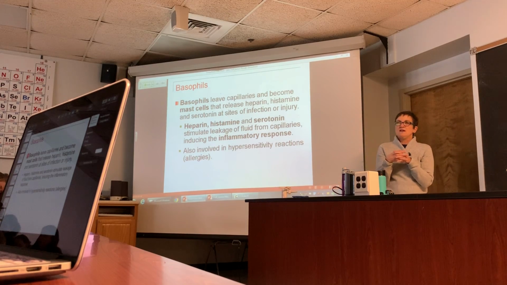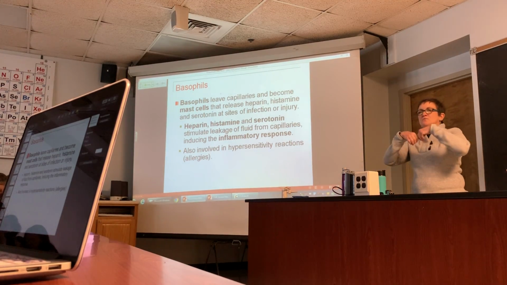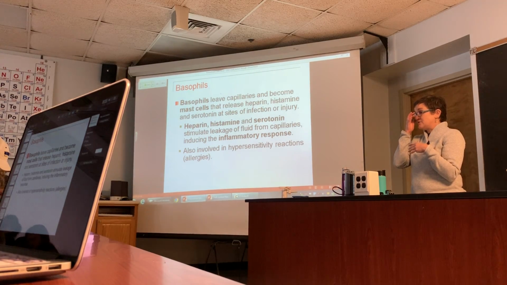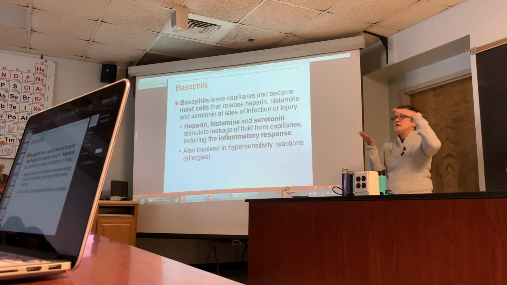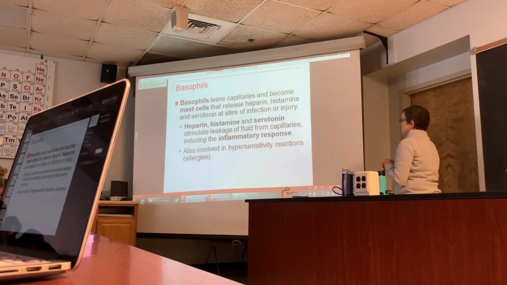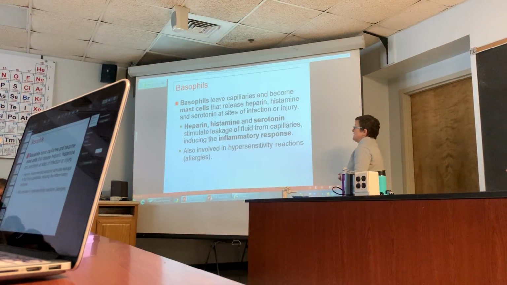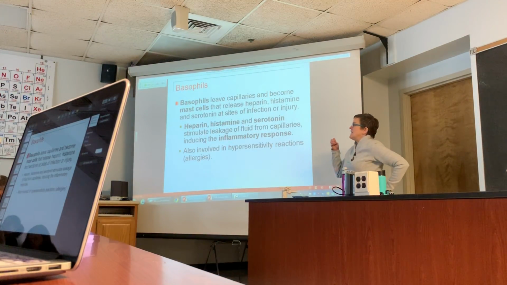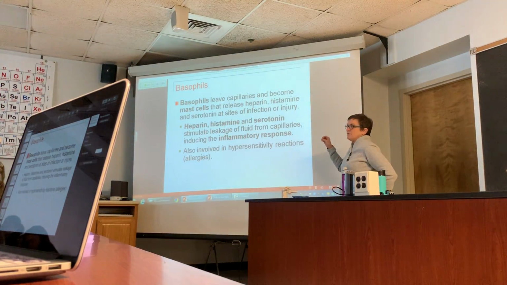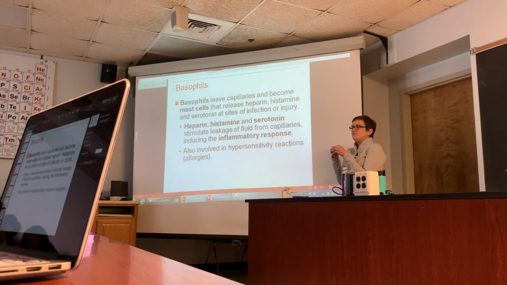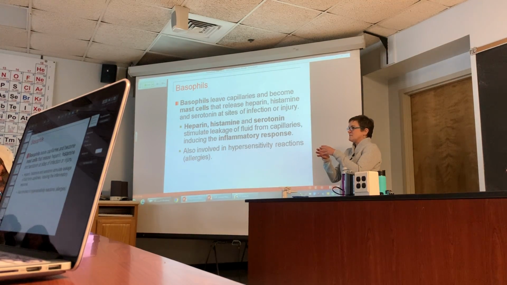So a mast cell is just a more specialized basophil that's living in the tissue instead of in the bloodstream. So they live in the blood, they're basophils. When they move in the tissue, they become mast cells. And mast cells and basophils produce heparin, histamine, and serotonin. These chemicals cause the inflammatory response.